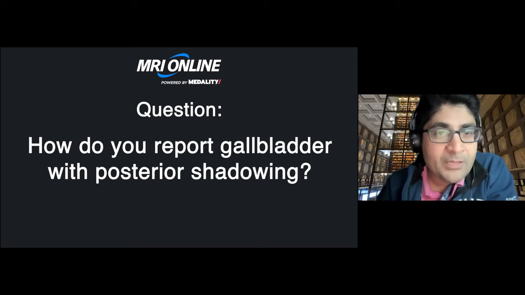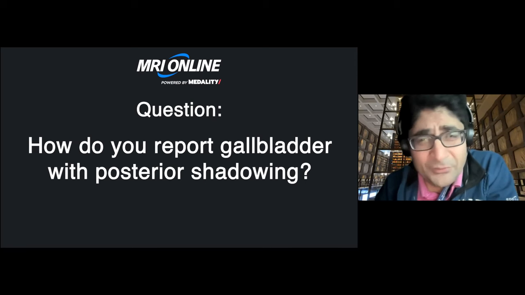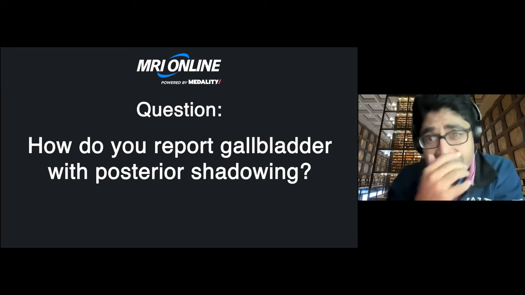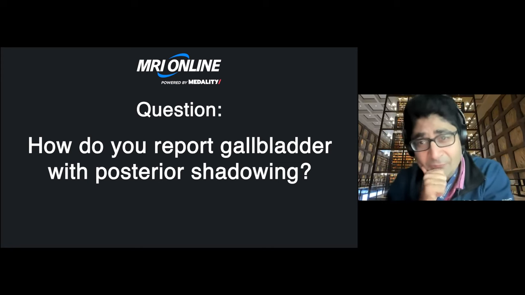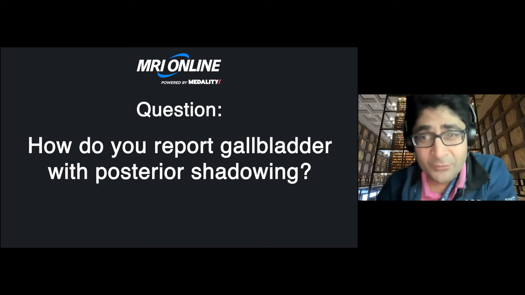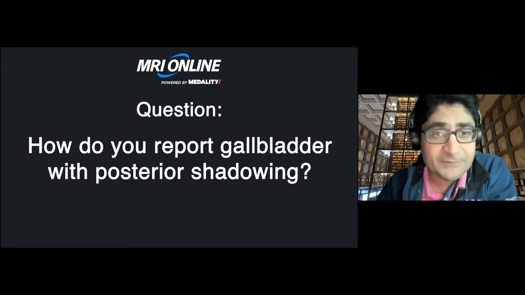How to report a gallbladder with posterior shadowing. Perhaps you're asking about a porcelain gallbladder, where you have calcifications and shadowing that's drowning it out. I think it's very tough. If you have shadowing that's precluding you from seeing the gallbladder, you say you can't really evaluate it. And again, you're going to have to get another imaging modality if you're worried about gallbladder pathology.